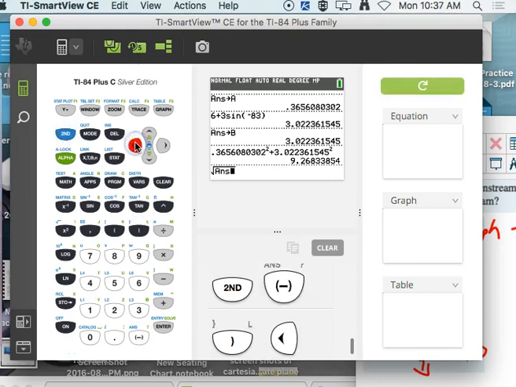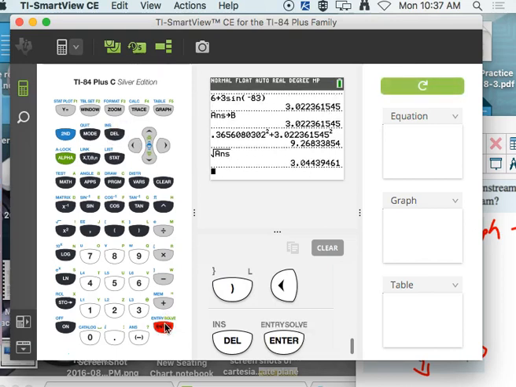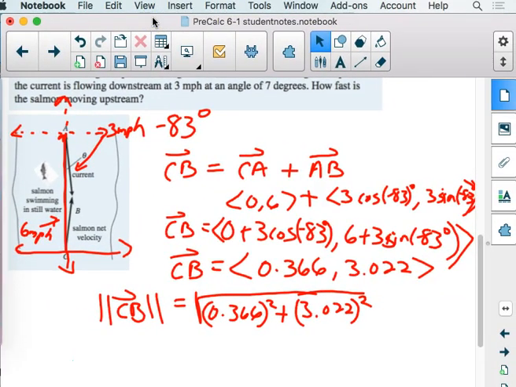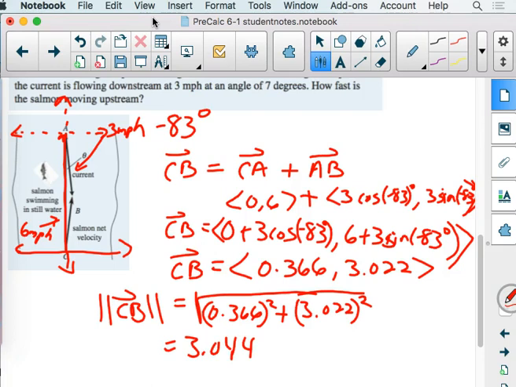Oops, this calculator doesn't need all those parentheses. So 3.044. Label for that: speed, miles per hour. Yep. 3.044 miles per hour. And they didn't ask us for the direction, so that one would be done. Well, I suppose part of that is because you can't tell a salmon the direction to swim. They're just going to swim however they want to swim.